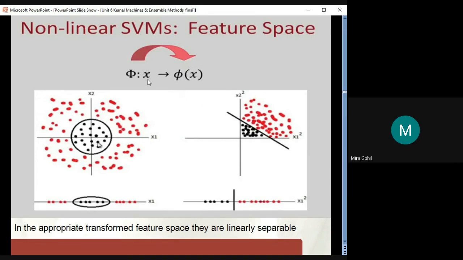Okay, so your x tends to phi of x, the function of kernel. It will convert into function of kernel. Okay, so now using the appropriate transformed feature space, they are linearly separable. So now suppose we are having this kind of data, we can use some function, and through that function maybe it is possible we are having the data like x2 square and x1 square, and through that we are getting the plots like this, and we can separate it easily.